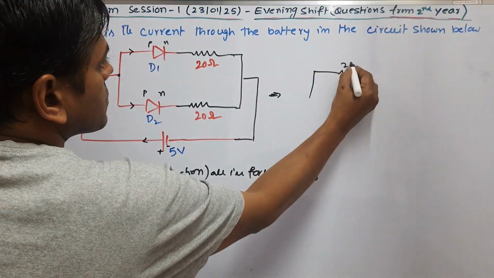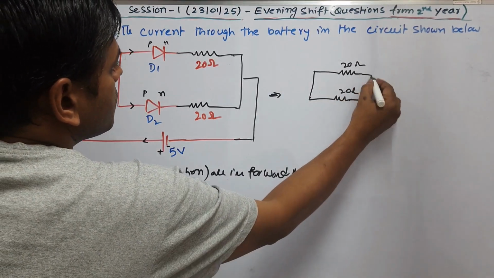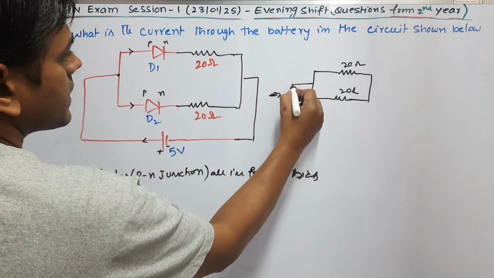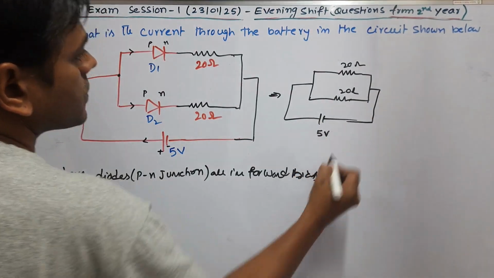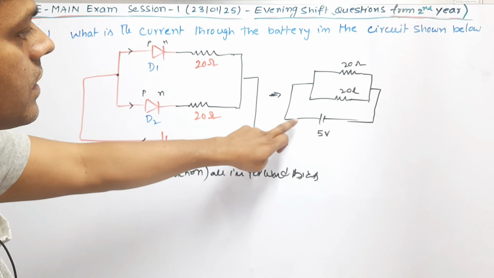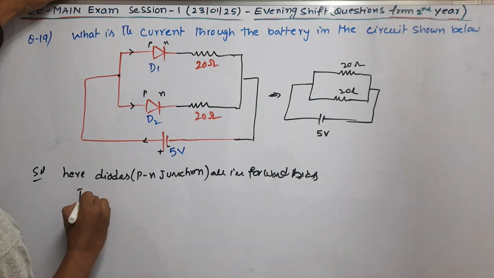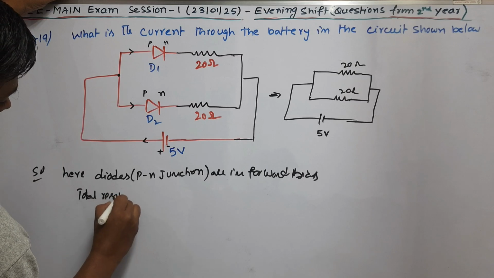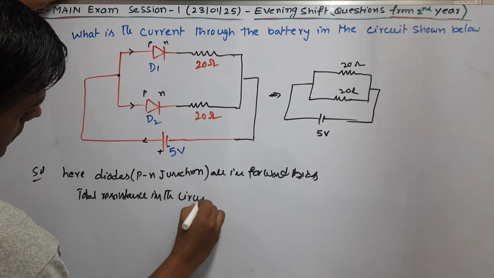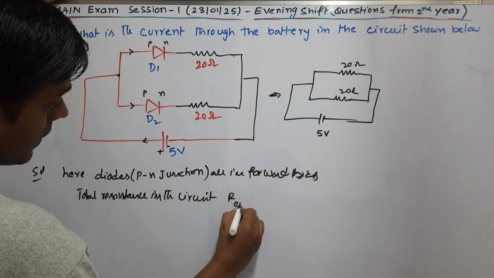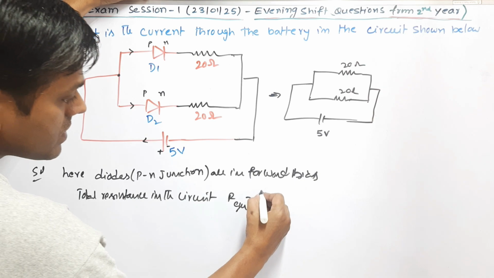This is a resistor 20 ohm, this is the resistor again 20 ohm. These 2 are connected to a battery. This is 5 volt. So you want to calculate the current. First, what is the total resistance in the circuit? Total resistance in the circuit R equivalent is equal to what? These 2 are in parallel.